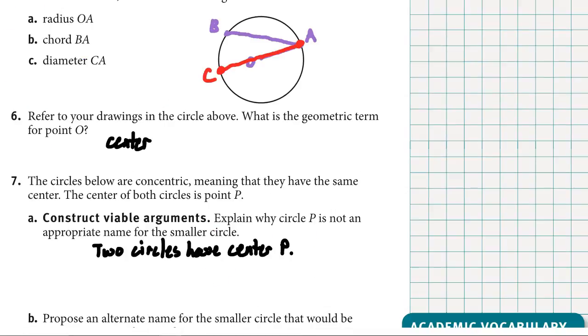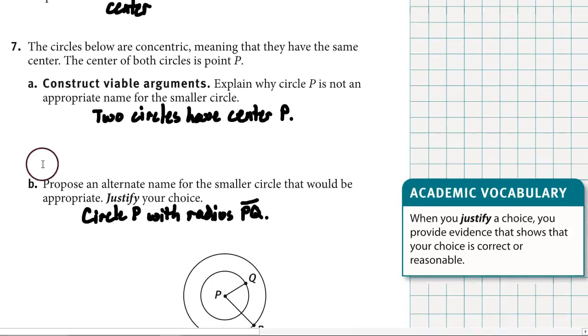Number 6, refer to your drawing in the circle above. What is the geometric term for point O? Point O, located right there, is the center of the circle. Number 7, the circles below are concentric, meaning they have the same center. The center of both circles is P.